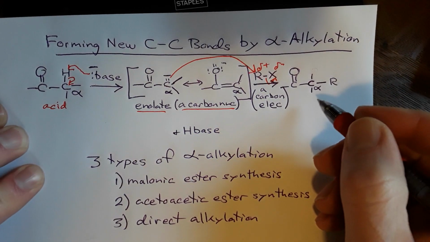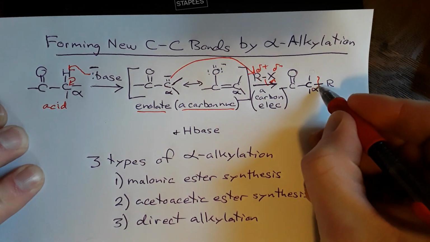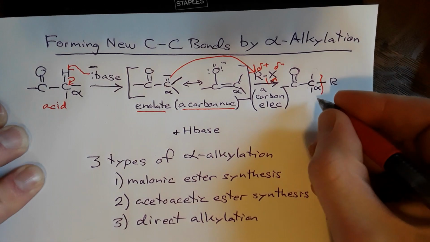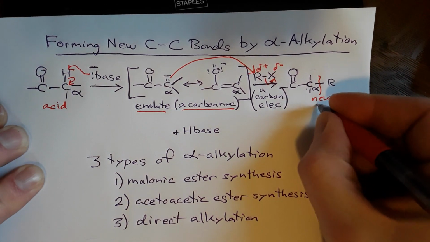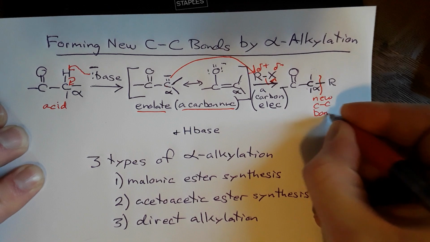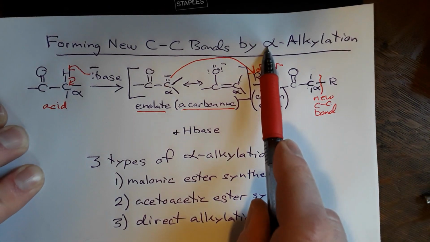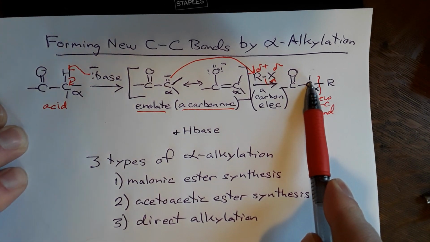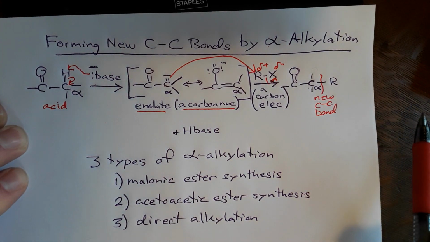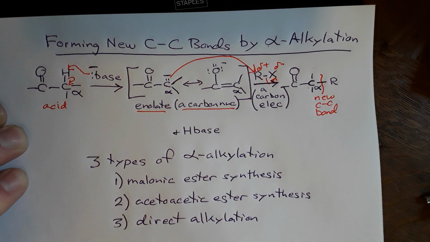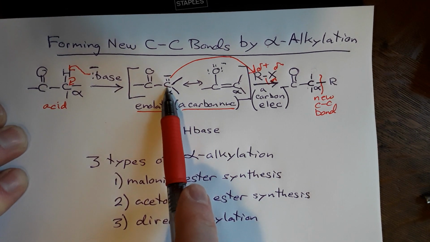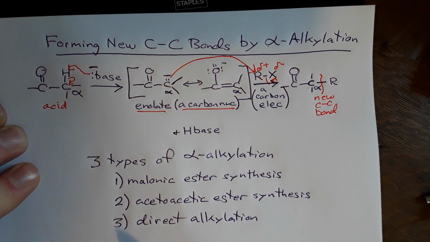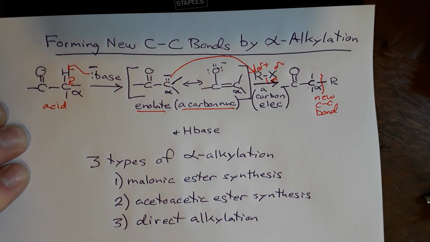So the net result is on the alpha carbon here, we have added an alkyl group. Here is our new carbon-carbon bond, and we have done alpha alkylation. We've added an alkyl group onto the alpha position next to the carbonyl. So we're extending the carbon chain in a way where, again, we're using the enolate as the nucleophile and the alkyl halide as the electrophile, forming that new carbon-carbon bond.